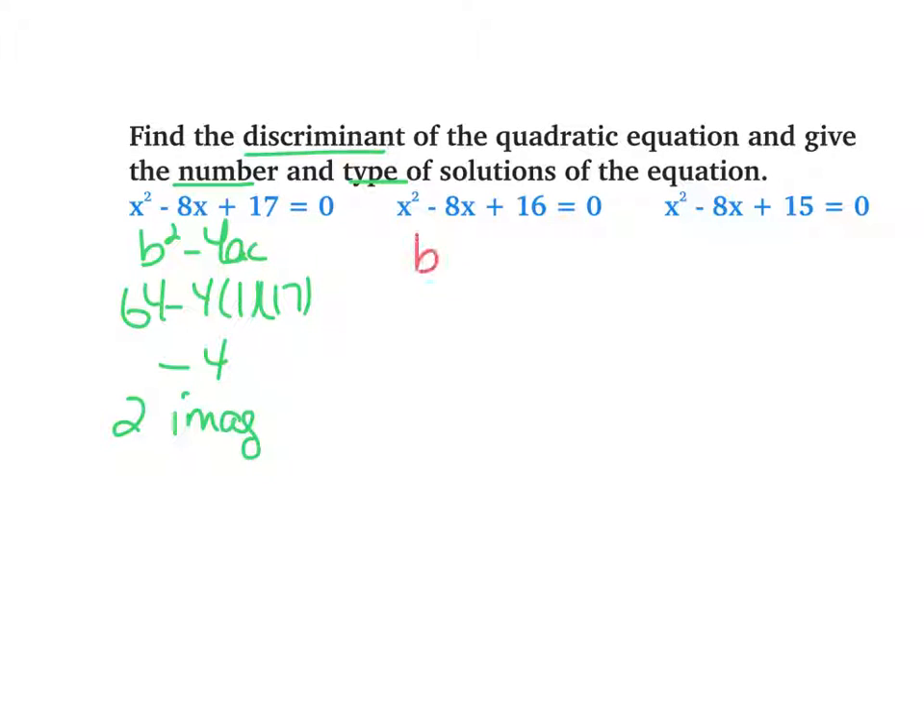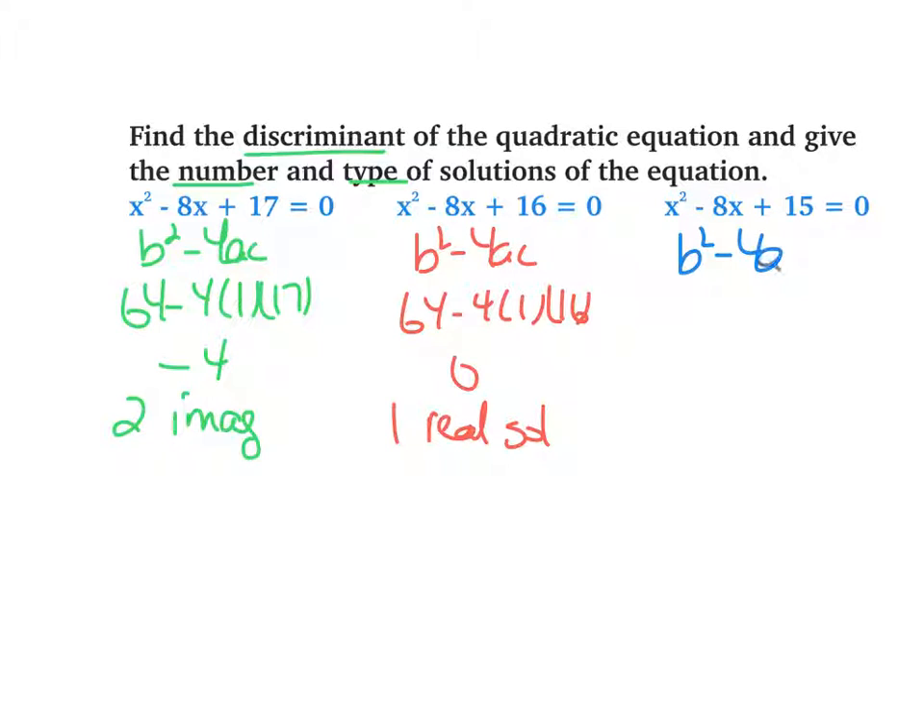The second one, again, b squared minus 4ac. 8 squared is 64 minus 4 times 1 times 16. If you were to punch that in, you would get 0. And because it's 0, you would get 1 real solution. And the last one, same deal, b squared minus 4ac. 64 minus 4 times 1 times 15, which would just be 4. And because it's positive, you will get 2 real solutions.